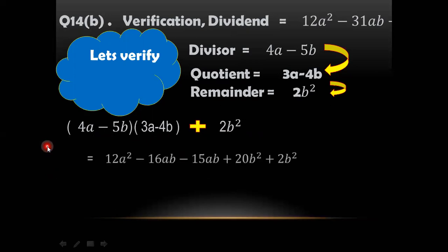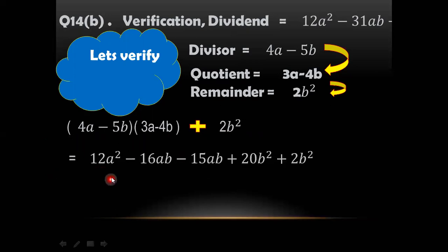So we will see what's the product of these two is 12a square minus 16, and you can directly multiply them. 4 into 3a is 12, 4 into minus 4 is minus 16ab, then minus 5b into 3a is minus 15ab, and then minus 5b into minus 4b is plus 20b square. You can directly multiply them. So these four terms are the outcome of the product or the multiplication of these two terms, and plus 2b square is written here at the end.